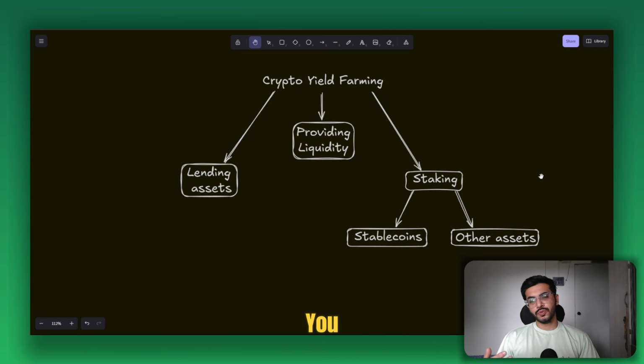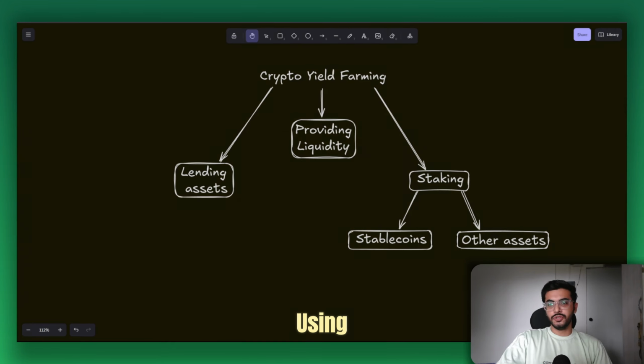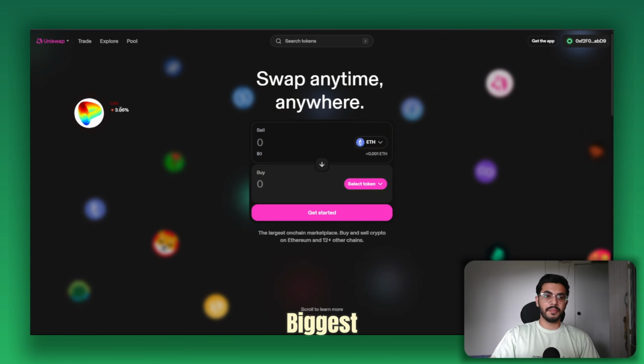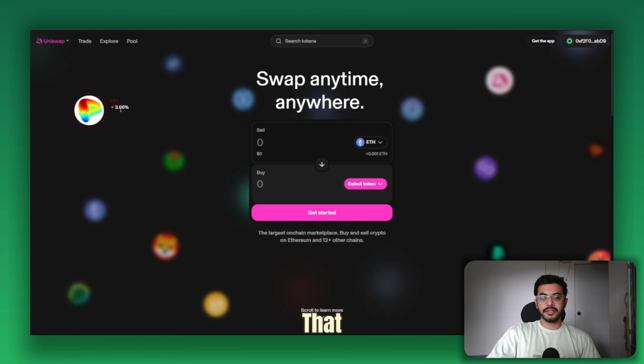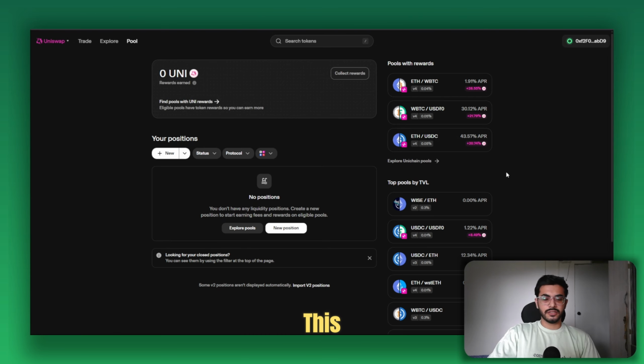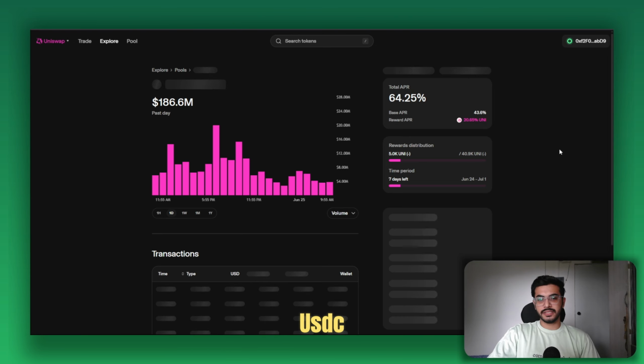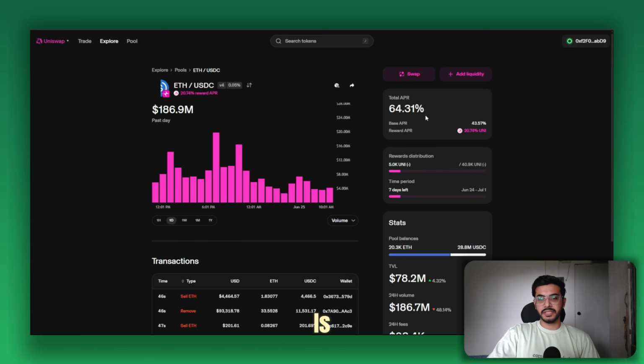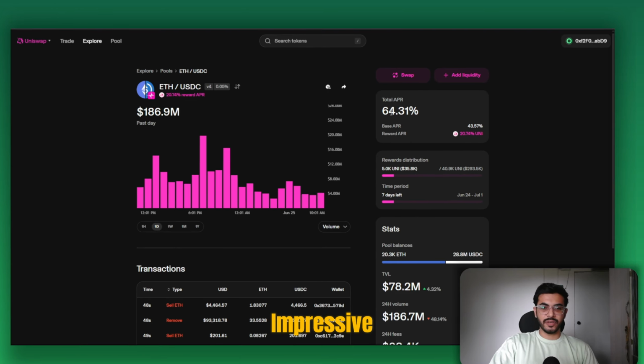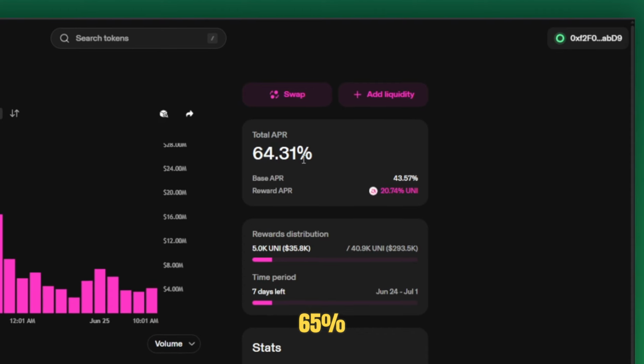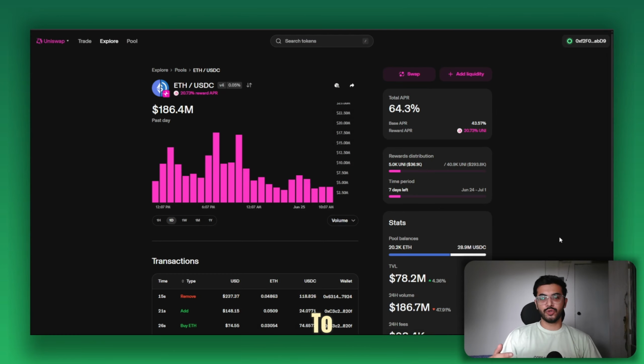Let me explain to you what providing liquidity is using Uniswap, which is one of the biggest decentralized exchanges that you can use to provide liquidity on and earn impressive yields. For this, we are going to be using the ETH USDC pool as an example, which is currently doing an impressive APR of 65%. So what do you need to do to earn this impressive APR of 65% on your Ethereum as well as USDC?